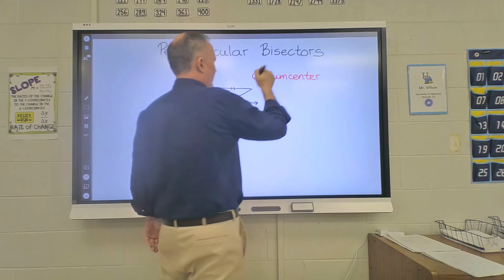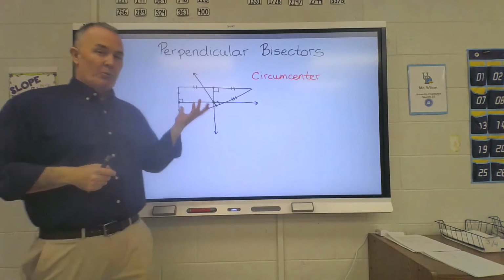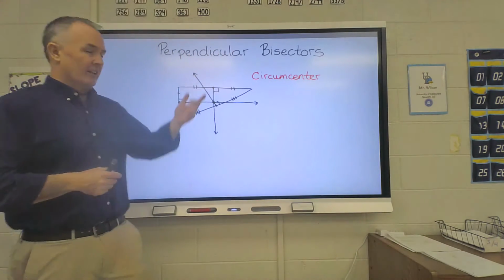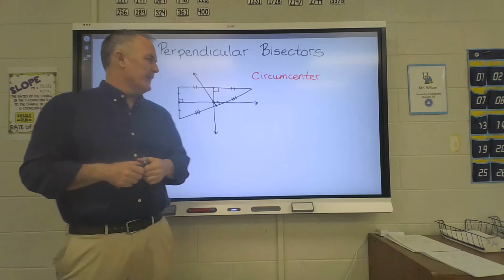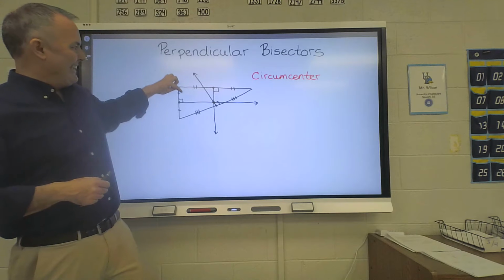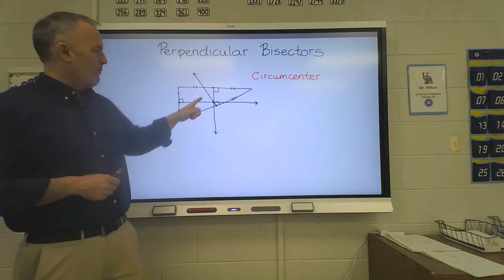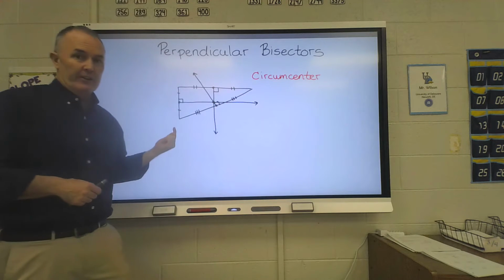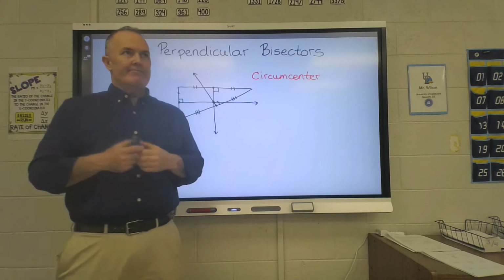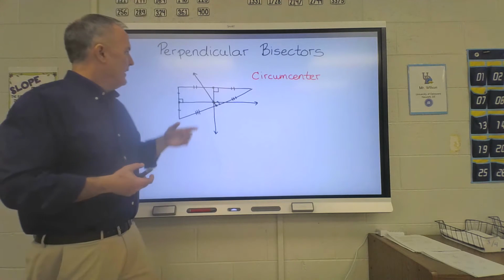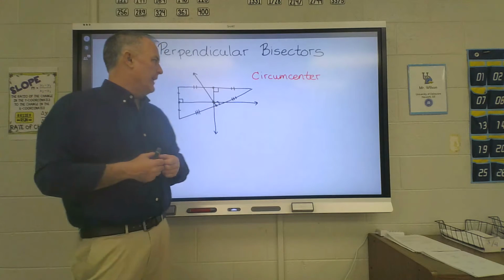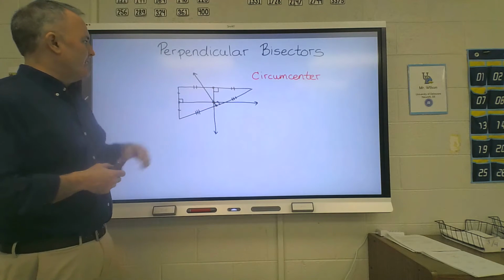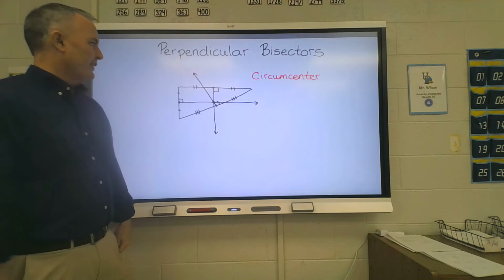Now, it all depends on what kind of triangle you drew. This is more like an acute triangle where all the angles are less than 90 degrees. So my circumcenter was inside the triangle. If it was more of a 90 degree or right triangle, my circumcenter would have ended up on the hypotenuse. If it was an obtuse triangle, then my circumcenter would have ended up on the outside of my triangle. But here it's on the inside because I'm guessing that's probably less than 90 degrees.